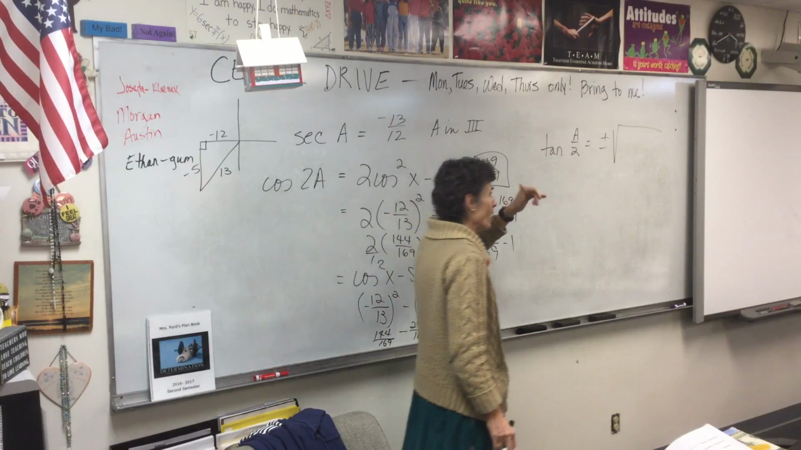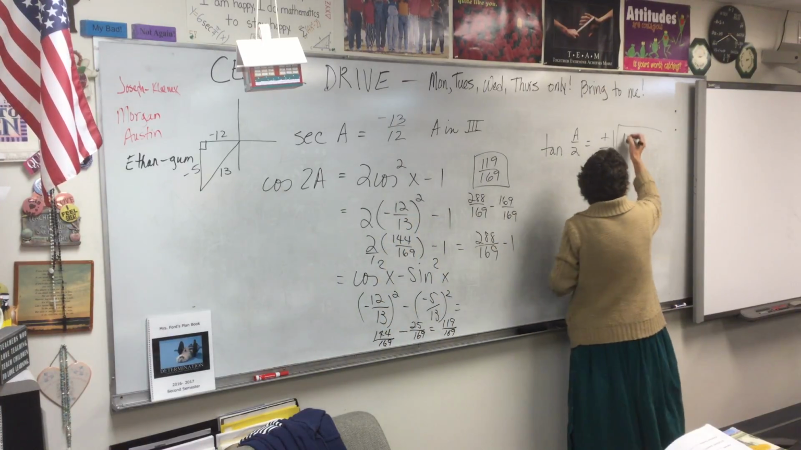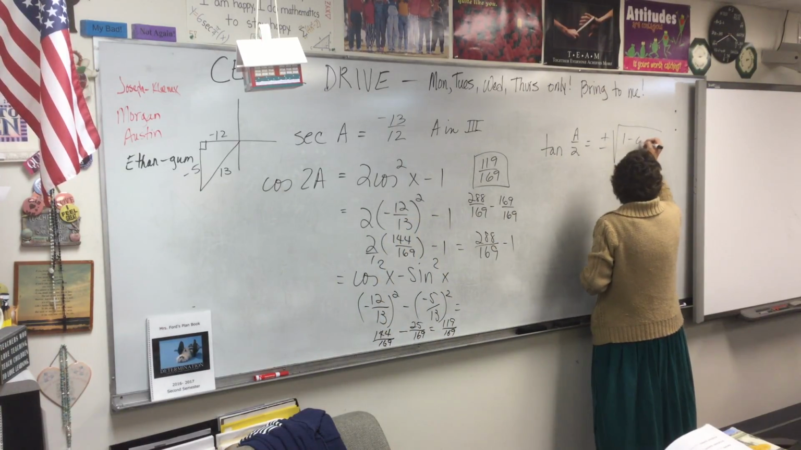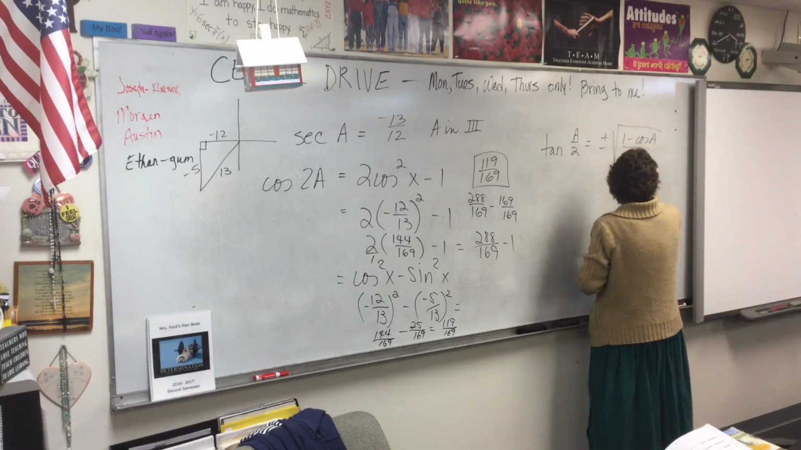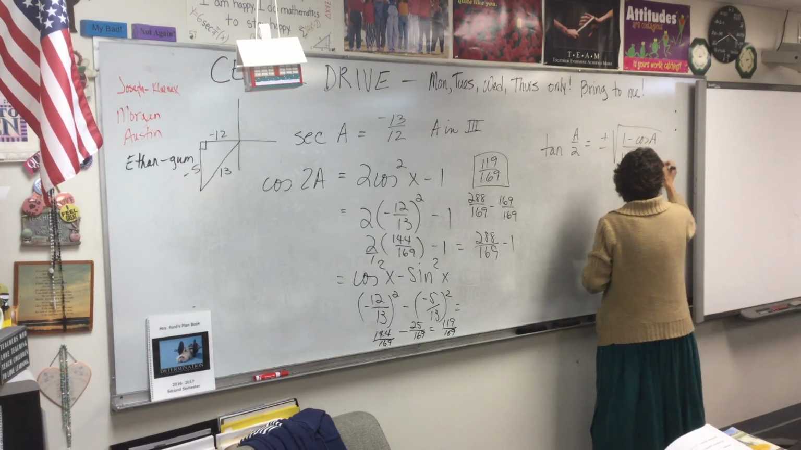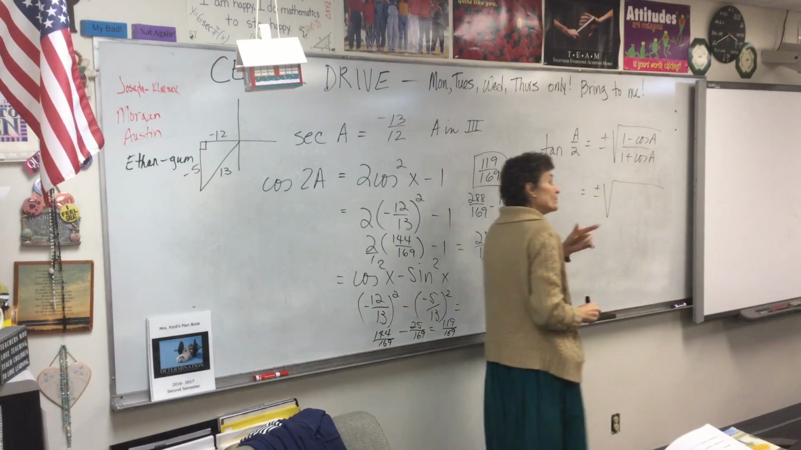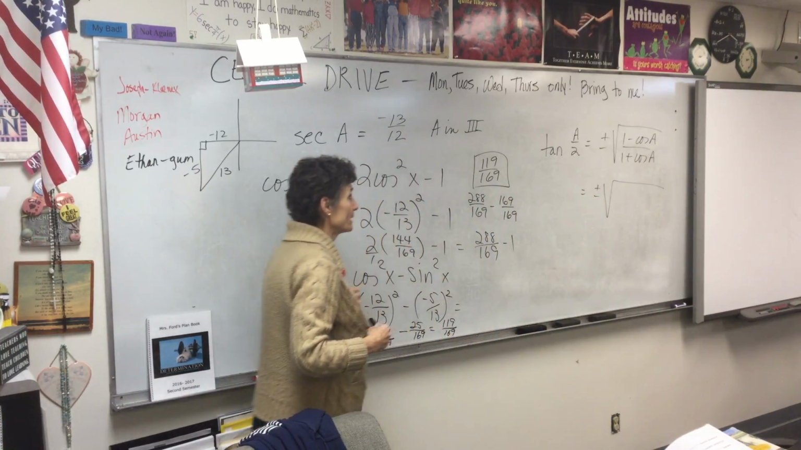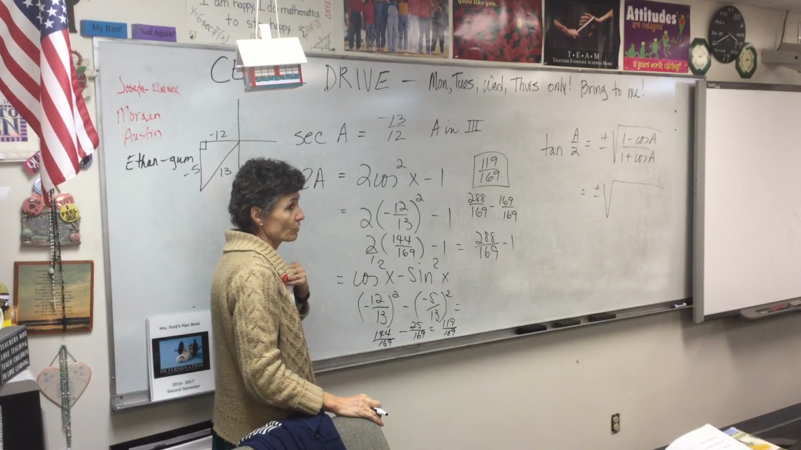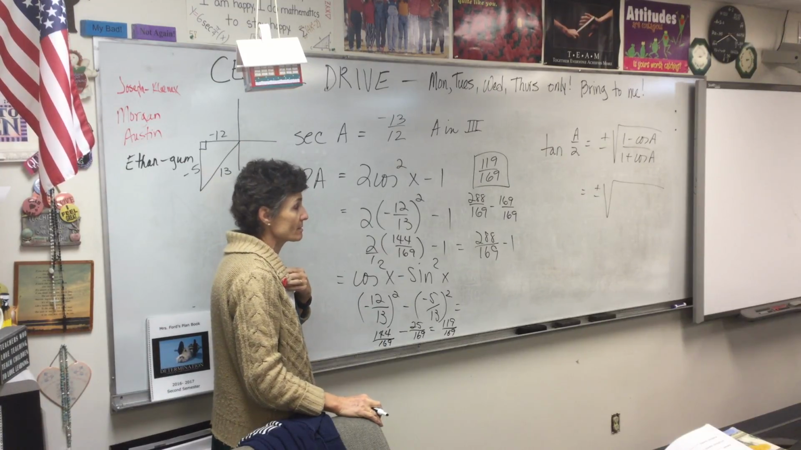What is it, and for the radical one? What is it? 1 minus cosine over 1 plus cosine. Says that right there on your paper. So here we go. We're going to do it using one of the other ones too. But again, I don't know what your capacity for memorization is.